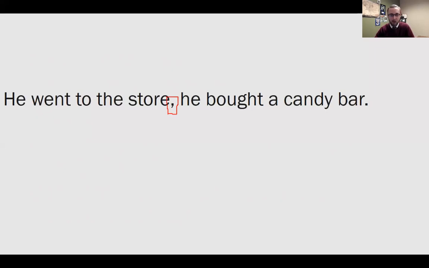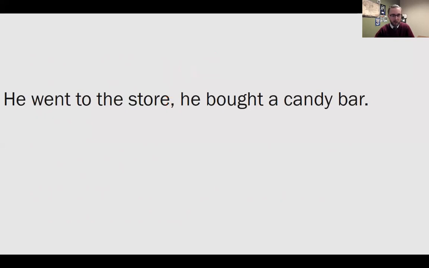If I want to keep the comma, I can add a conjunction, a coordinating conjunction. So let me write slowly the word and. He went to the store, comma, and he bought a candy bar. And once I add that conjunction, this is correct. I have corrected my run-on.